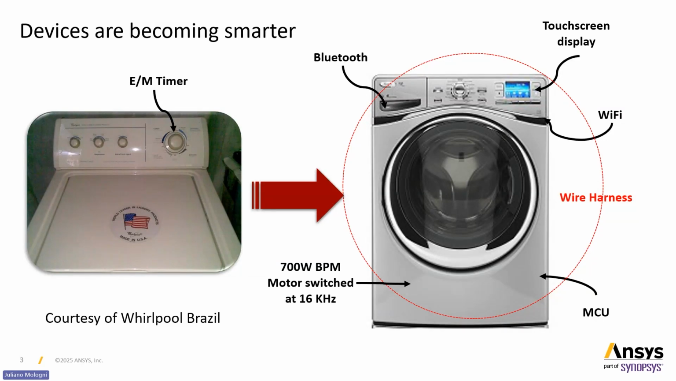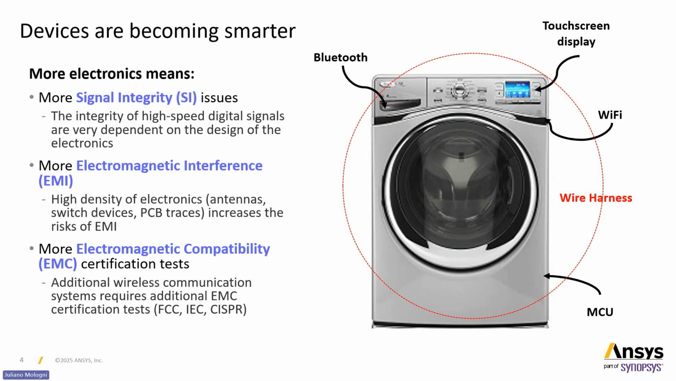If you look at today's washing machine, you're gonna see a motor driver switching at a specific frequency, 16 kilohertz. You have microcontrollers, you have Wi-Fi, you have Bluetooth, you have touchscreen display. So you have a lot more electronics content. And whenever you have something new like a Bluetooth or Wi-Fi antenna, you have to go through a different set of EMC standards in order to certify your product, right?